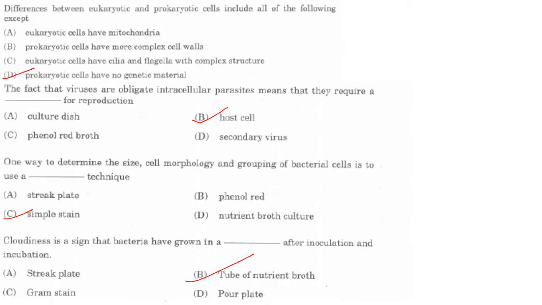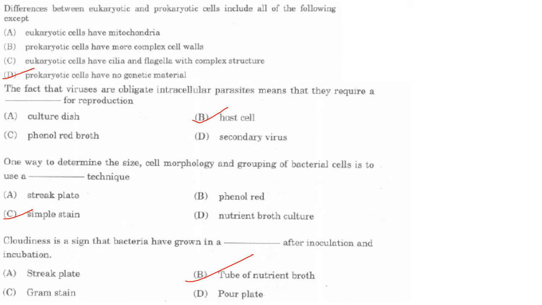Then next, differences between eukaryotic and prokaryotic cells include all of the following except. Eukaryotic cells have mitochondria. Yes. Prokaryotic cells have more complex cell walls. Yes, some of them have. Eukaryotic cells have cilia and flagella with complex structures. That is also correct. Prokaryotic cells have no genetic material. That is wrong. Prokaryotic cells have genetic material, but they don't have a nucleus as in eukaryotes.